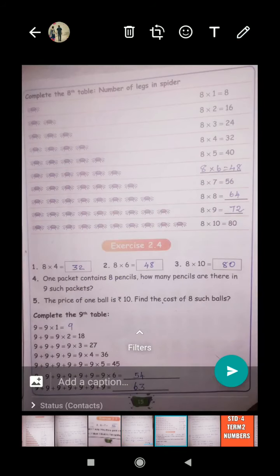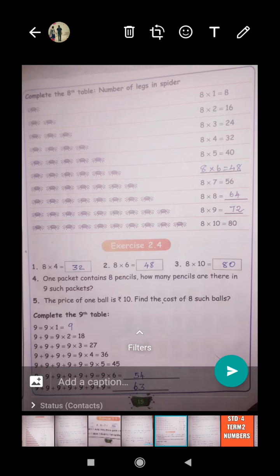Okay, next, complete the 8th table. You can fill in your book yourself. Next, exercise 2.4, question number 1. 8 fours are 32, 8 sixes are 48, and 8 tens are 80. Look at the fourth question.